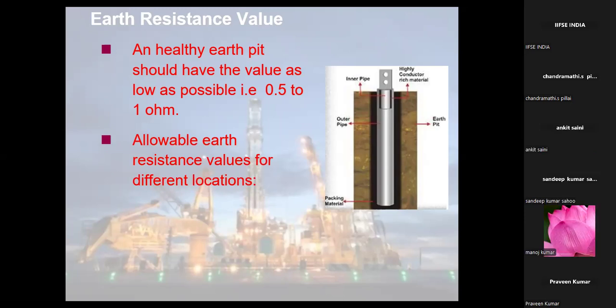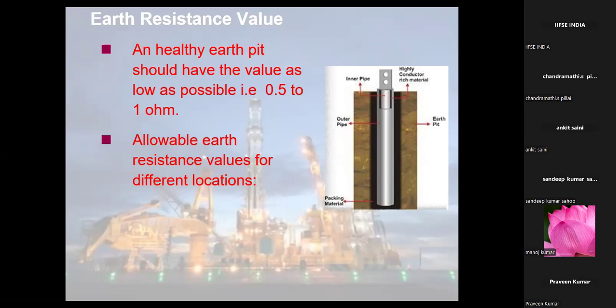Yes, sir. Then allowable earth resistance. See, your question is that in hill areas it is above 1 ohm. See, terrain to terrain, it will definitely change. When you are designing your earth pit system, the values will change if it is sandy soil, wet soil, dry soil, or rocky soil. The values will definitely change.